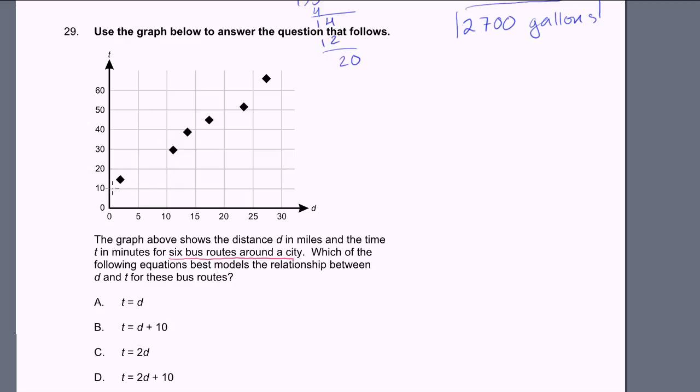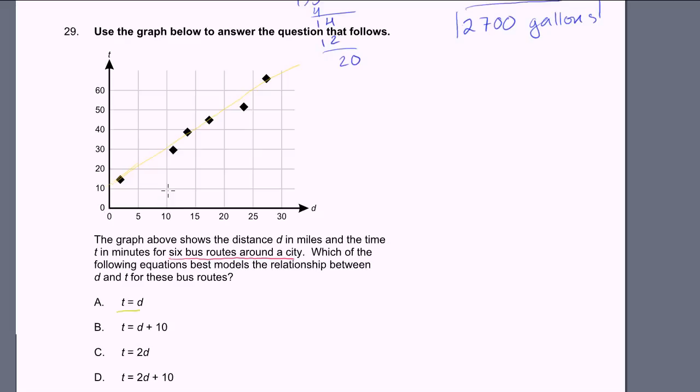It's almost a line. I mean, we can kind of do it in a light color so I don't mess up the graph. But I see a line that looks something like that right there, if I had to fit a line into there. But let's see, which of the following equations best models the relationship? So t is equal to d. What would that look like? That line, I'll do it in this light green color. T is equal to d.